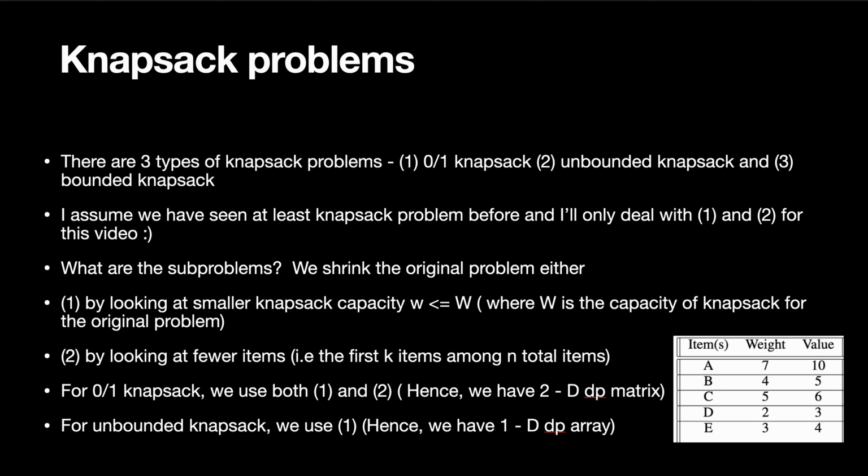Basically in dynamic programming, you have to find the subproblems. What are the subproblems? You are shrinking the size of the original problem, either by looking at smaller knapsack capacity, or by looking at fewer items, and then you are building up your solution. So for the 0 or 1 knapsack problem, we have to use both 1 and 2. Therefore, we have a 2-dimensional DP matrix. For unbounded knapsack, we use only the first part. We are not looking at the second part. Therefore, we only have a 1-dimensional dynamic programming array.